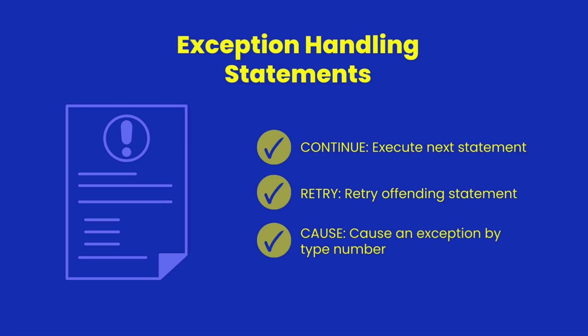Continue executes the next statement in the sequence. Retry retries the offending statement that caused the exception. Causes an exception by type number, allowing you to trigger specific exceptions for testing or handling purposes. These statements provide control over the flow of your program when handling exceptions, ensuring that you can manage exceptions effectively.